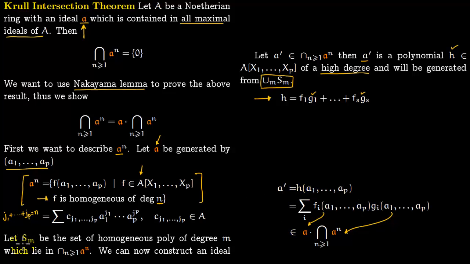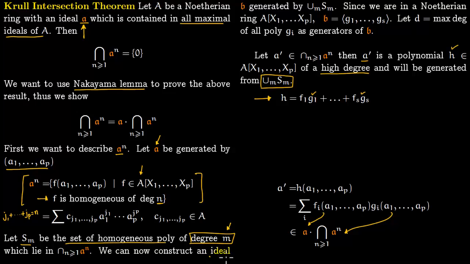So let S_m be the set of homogeneous polynomials of degree m, which lie in this intersection of all these ideals. So they are just degree m. Now we start taking polynomials of degree 1, degree 2, degree 3, and so on. Then we can construct an ideal B, which is generated by the union of all these polynomials of degree m which lie in the intersection. So this union is essentially generated by homogeneous polynomials.